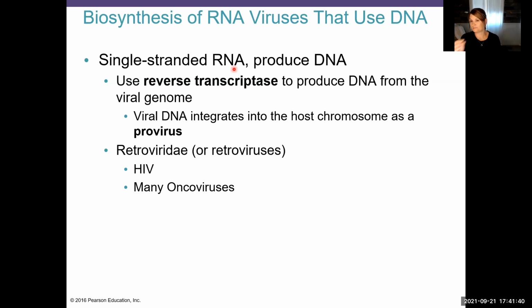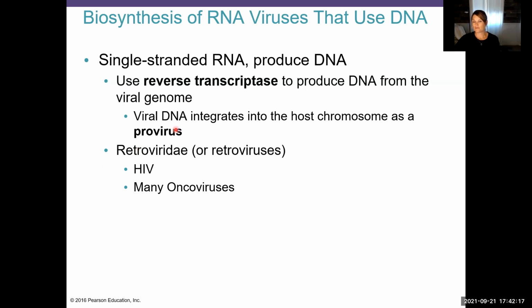It's pretty slick, okay? So they use the enzyme that they bring along with them to produce DNA from the viral genome, which is RNA, okay? Then that new DNA that gets reverse transcribed integrates into the host chromosome as a provirus. Remember with bacteriophage, we called it a prophage during the latent cycle, right? A prophage, when it integrates into the genome, well, it's a similar kind of thing, except we're not going to call it a prophage because we're not talking about bacteriophage. We're talking about animal viruses. So we're going to call it a provirus.